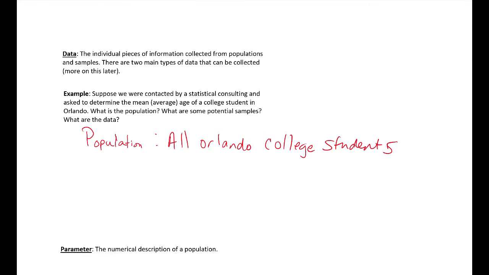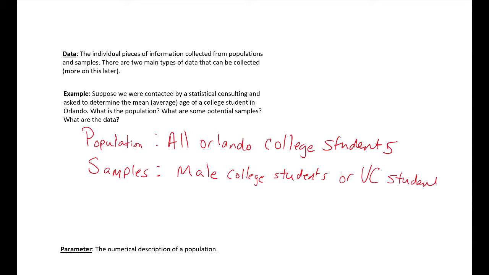What's a possible sample? There are several different ways we can collect samples. I'm just going to give you some examples here. Some samples could be, we could collect just male college students. Or we could do just female college students. Or we could look at just a particular college. Or just, what about Valencia college students? Just put VC students. These are examples of samples because they do not represent all college students in Orlando.